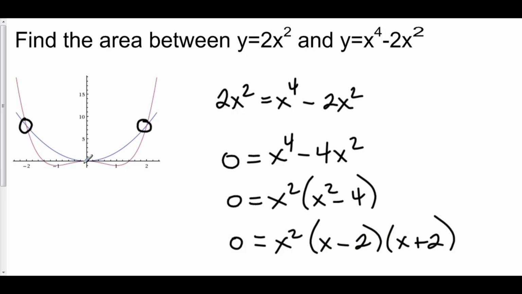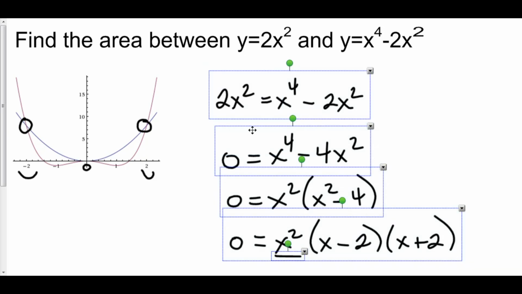So it looks like they intersect here at x equals 0 from this factor. They intersect at x equals 2 and at x equals negative 2. So we're going from x equals negative 2 up to x equals 2. Now the fact that they intersect at x equals 0 doesn't influence our formula. We're still going to take the integral of our upper function minus the lower function. It's just that at x equals 0, the distance between them is going to be 0. So we'll factor that in.